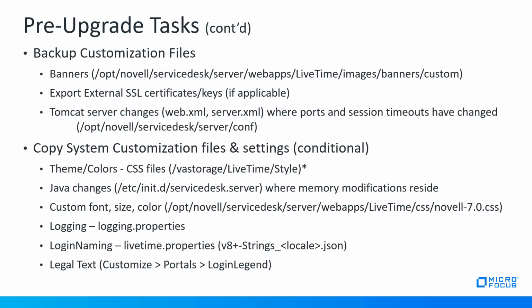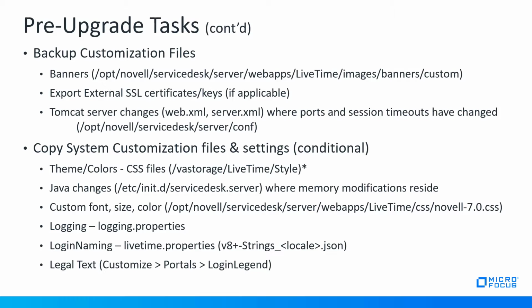A couple more is backup customization files. Here are some locations for customization files, banners, SSL certificates, where you'll find them, and Tomcat server changes. And again, only if you've made these modifications, right? If you haven't changed any Tomcat server settings, like in the web XML or server XML, you don't need to back those up, okay?